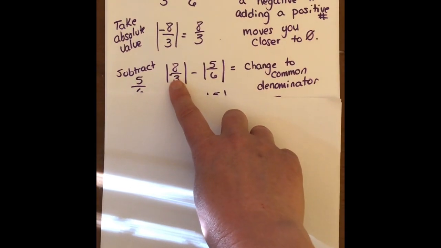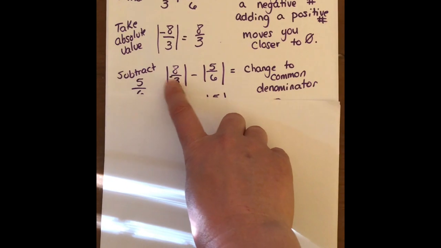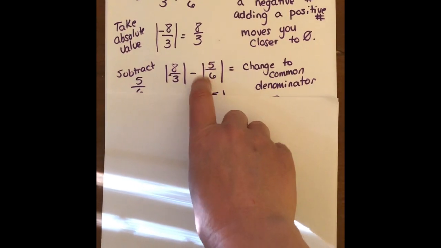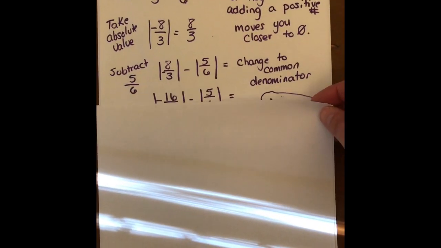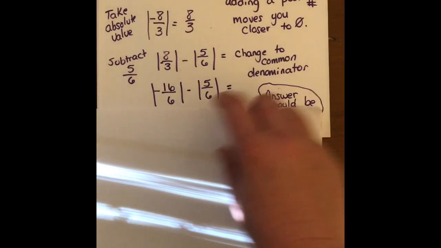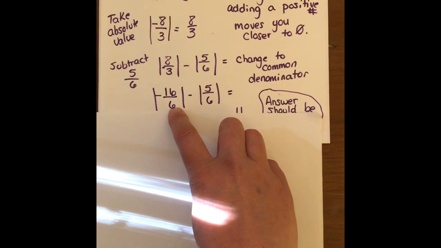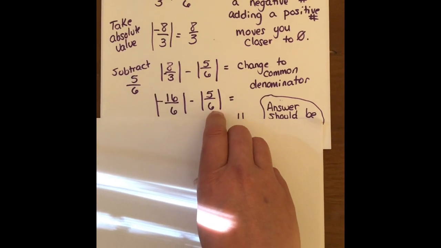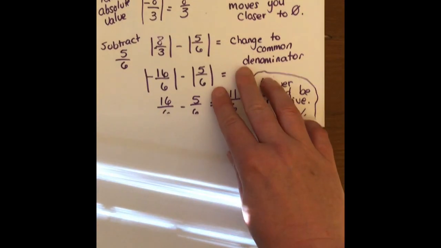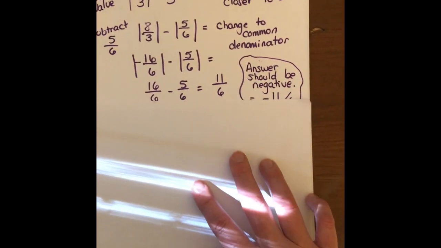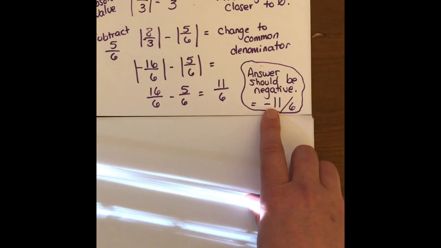And then you're going to subtract. So on this one, you would have negative 8/3 absolute value minus the absolute value of 5/6. You have to change this to a common denominator. So we have the absolute value of a negative 16/6, which would just be 16/6, minus 5/6. That's going to give you 11/6. And remember, we started with a larger negative number, so your answer would be negative.